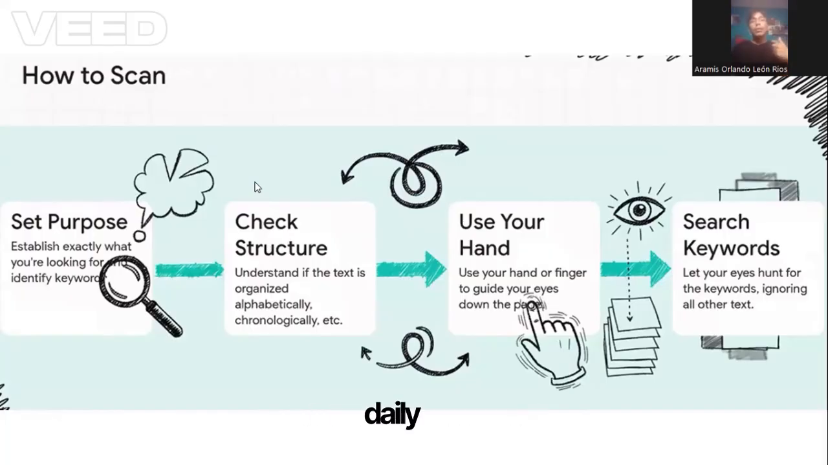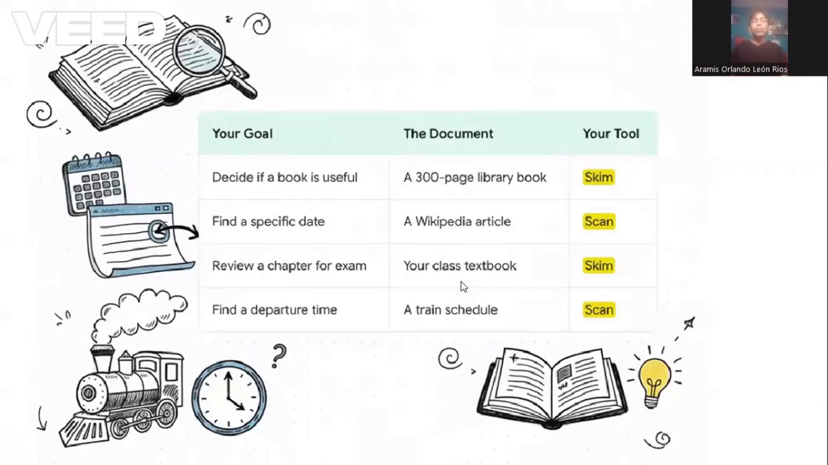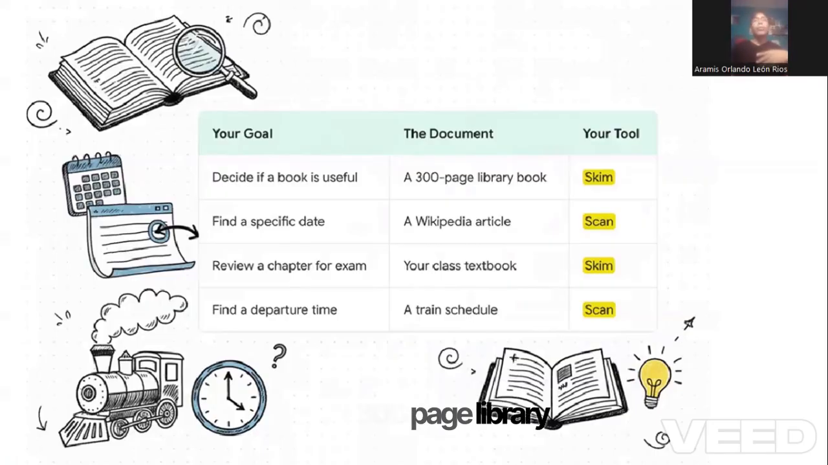And you already scan in daily life, like when you look for a train time or a friend's name in your contacts. This chart puts examples of our daily life and how we can use skim and scan. For example, to see if a book is useful, a 300-page library book is in this case our document, and our tool obviously is skimming. We don't read a 300-page library book just to know if that book is really useful or not.